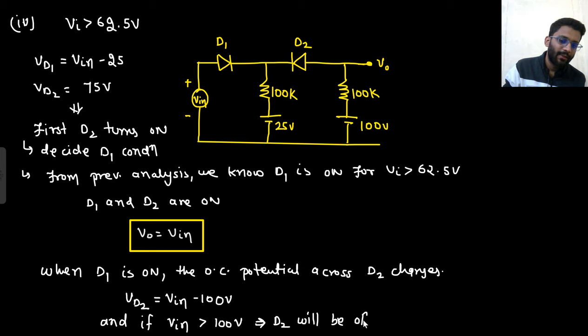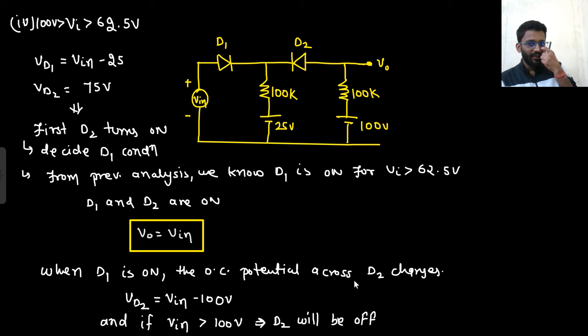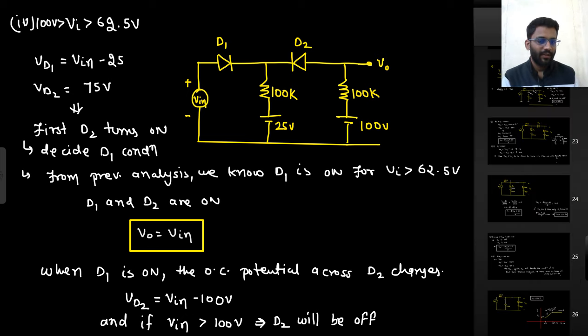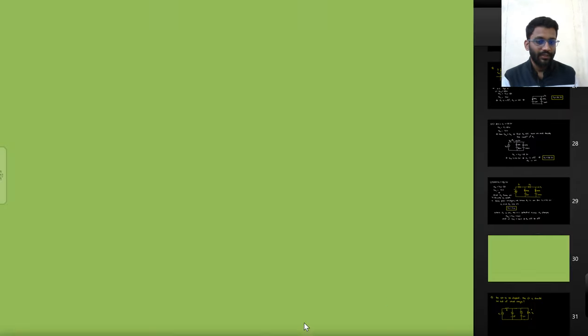This condition I have to modify: Vin is greater than 62.5 volt but less than 100 volt. So if Vin is greater than 100 volt, D2 will be off. So for Vin greater than 100 volt, D2 will always remain off and V0 will be 100 volt only, right? This is how things can be there. So always you need to check all the conditions when Vin is greater than 100 volt.